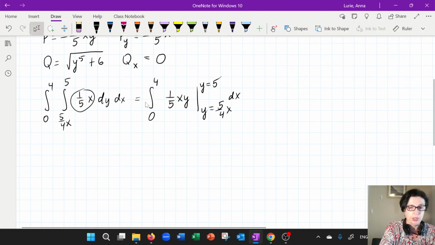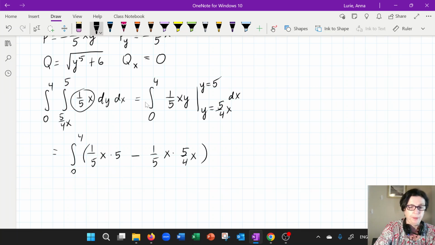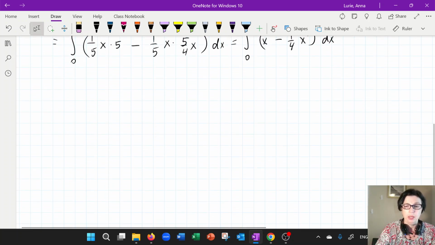All right, so let's just finish integrating. So this is from 0 to 4. I will get 1/5 x. Now I'm plugging 5 for y, and then minus the same thing, but plugging 5/4 x for y. Always simplify if possible. It certainly is possible before you start integrating. So this will just become x, and this becomes 1/4 x squared. Okay, so now we're down to just a single integral, and it's easy to compute.